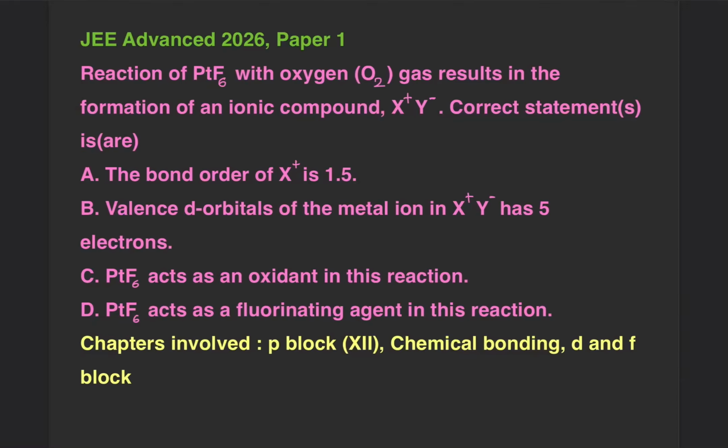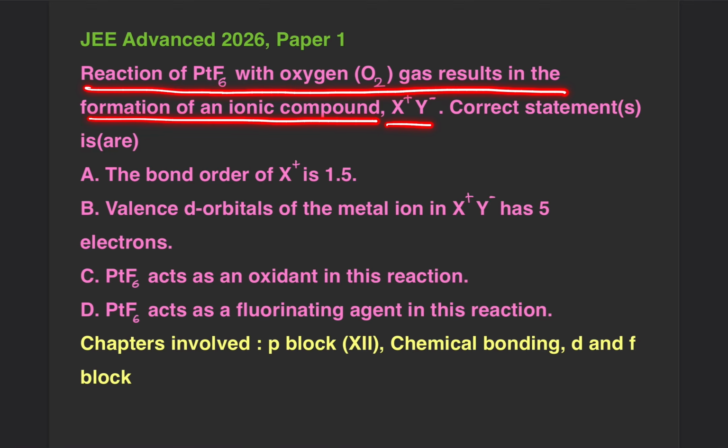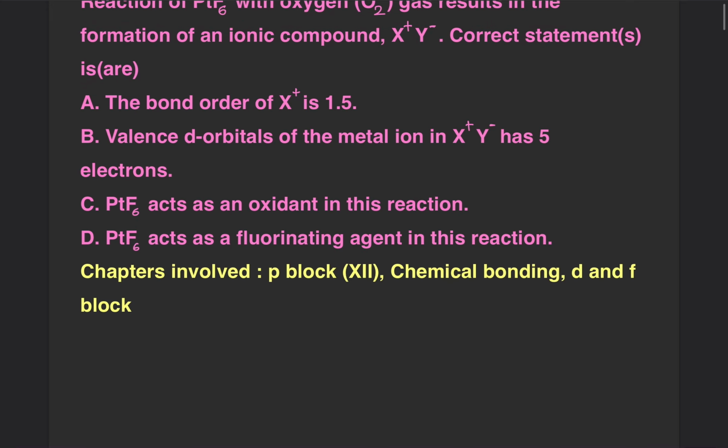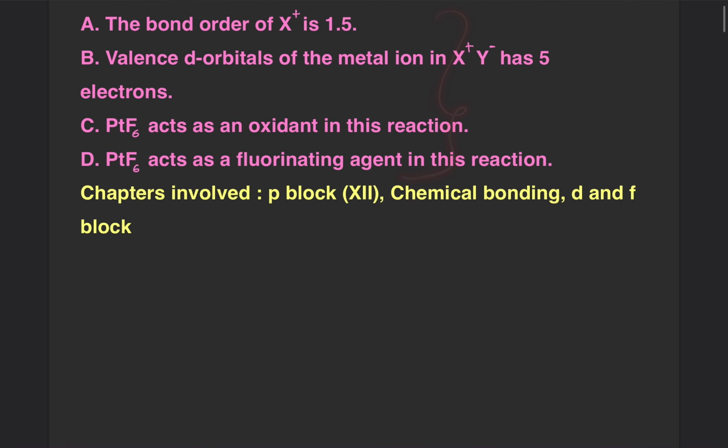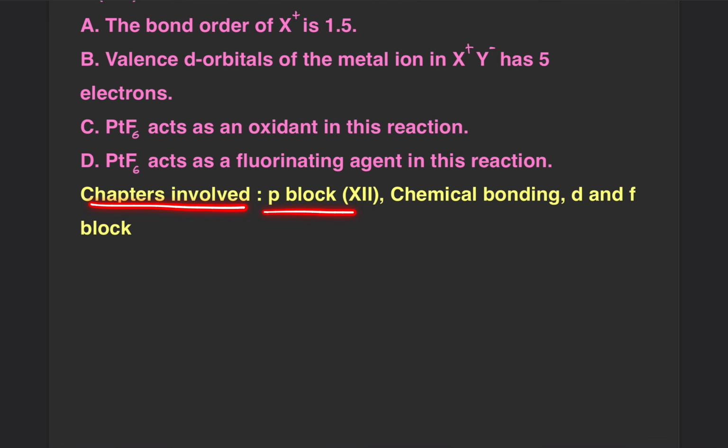Hello everyone. So this is a question from JEE Advanced 2026 paper 1. Reaction of PtF6 with oxygen gas results in the formation of an ionic compound X+Y-. Correct statements are? So there are a few options given to us. The chapters involved are P block 12th, chemical bonding, D and F block.